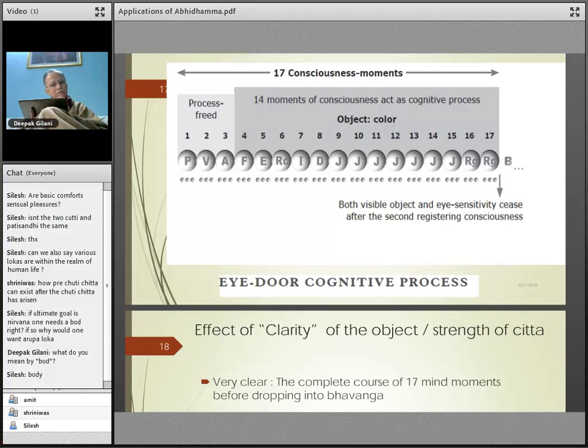There's a process-free portion. Then V is the vibrating, the bhavanga chitta is disturbed, then A is the arresting of bhavanga chitta, then F is the five door adverting consciousness. Then eye consciousness, then receiving consciousness, then investigating consciousness, then determining consciousness, then the seven moments of javana, which means evaluation, and then there is registering consciousness. If the impact is strong, it also gets registered. Javana is the stage of impulsion.